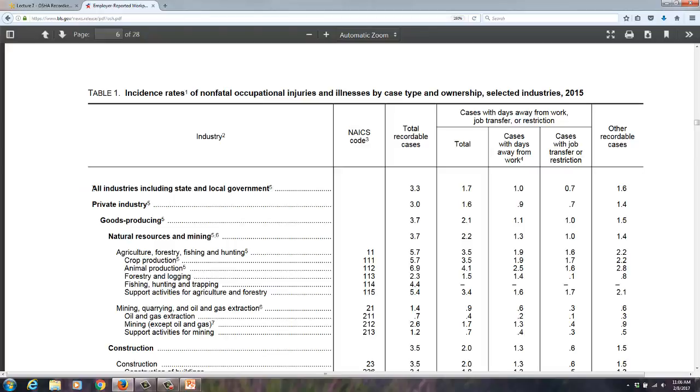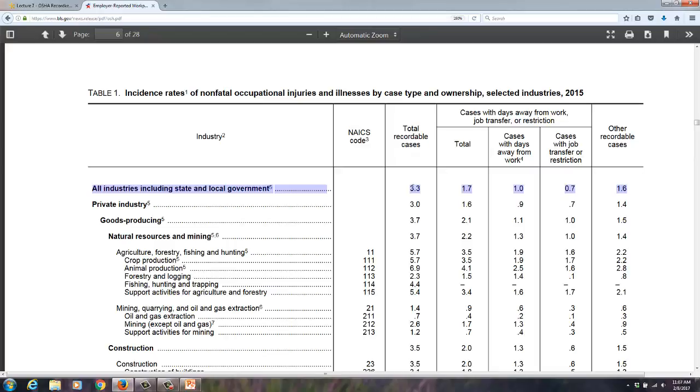This is different than what we looked at before, because what we looked at before was the 3.0. That's what the front page of the news release gave us, and that's what they were talking about. But when we include state and local government, and we looked at the chart and how it's higher, it actually goes up to 3.3. So this is the total recordable cases, the total case incidence rate. This is H, I, and J all added up for everything, and so it's 3.3.